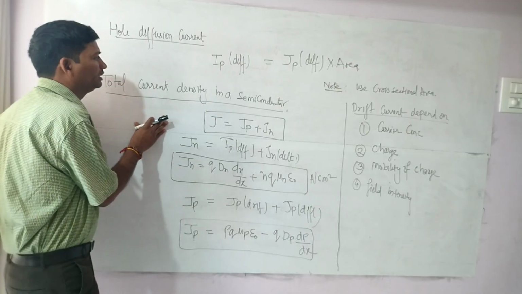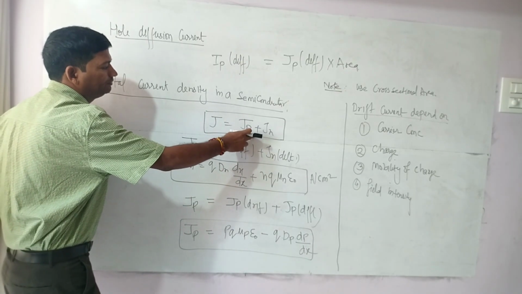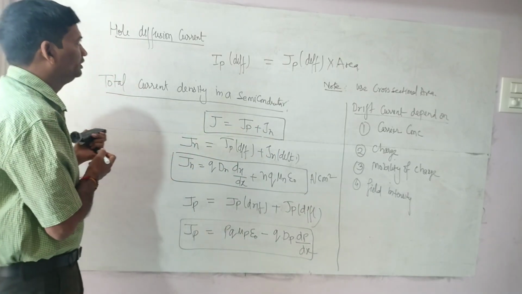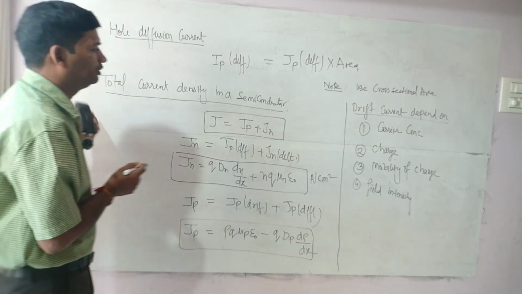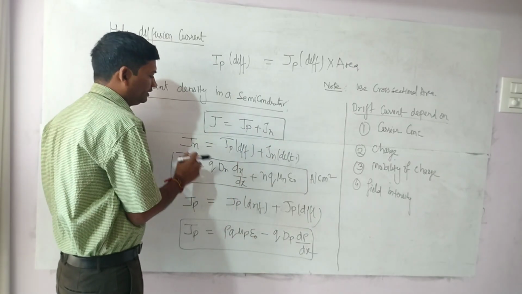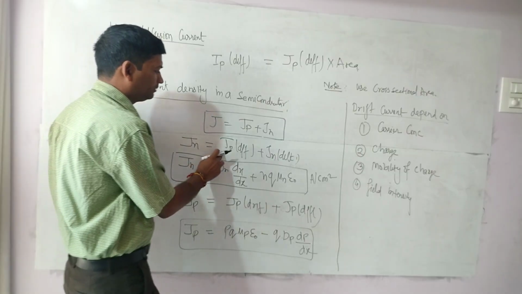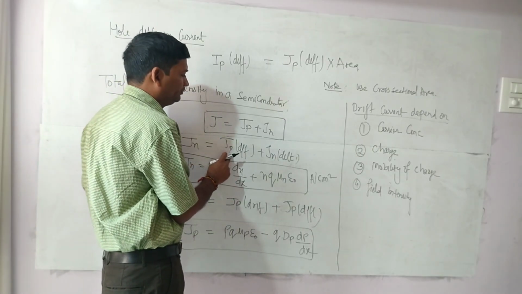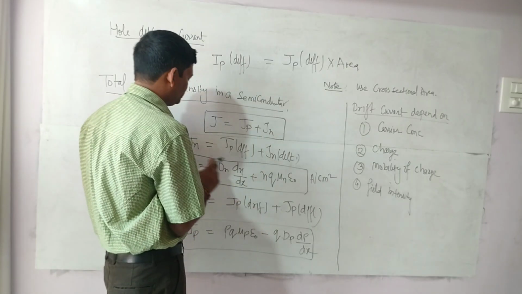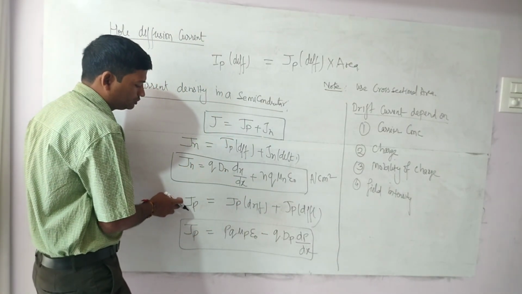So the total current density in a semiconductor is equal to Jp plus Jn. Jp is the diffusion current density of the hole, and Jn is the diffusion current density of the electron. So we can calculate Jp and Jn. Jn we can calculate with the help of this formula, Jn drift plus Jn diffusion. Okay. So this is the most important thing, and similarly we can calculate the current density for holes.